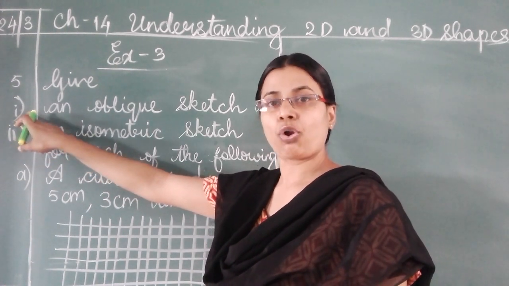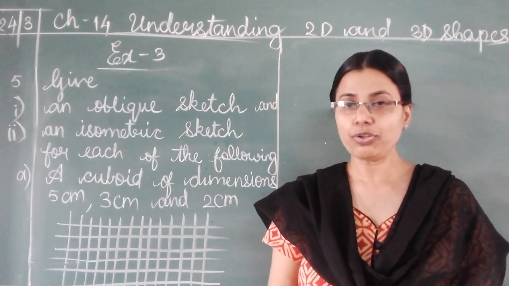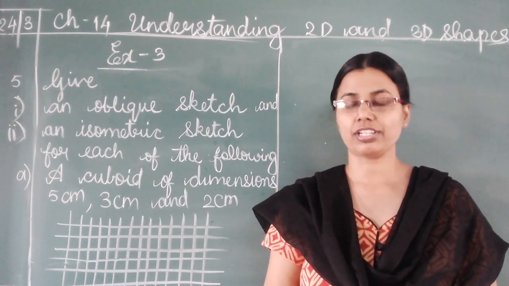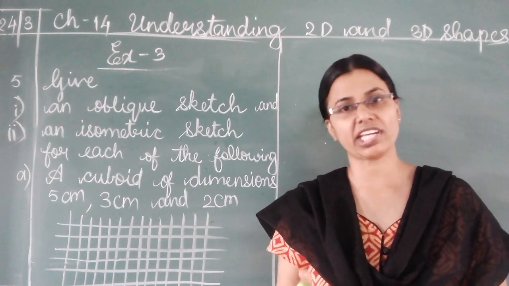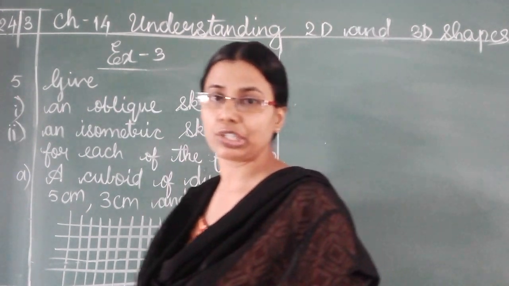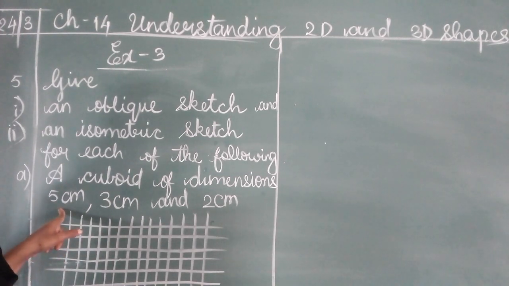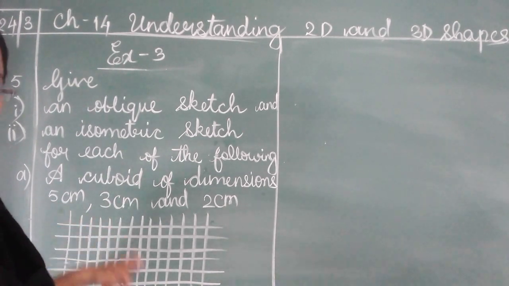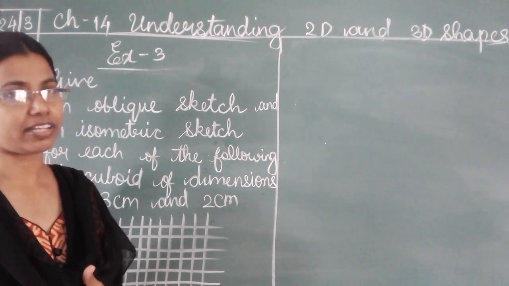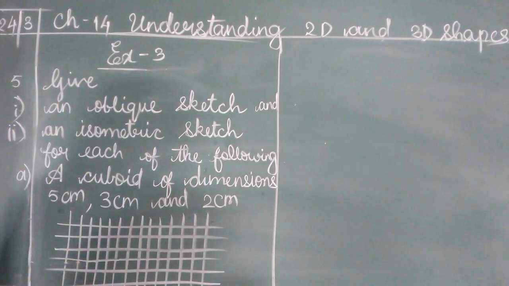Which sketch should we draw first? We have to draw an oblique sketch. Where do you draw the oblique sketch? It's on the square sheet or on a graph paper. So here's my graph paper and we are going to draw this. You know that usually when measurements are given, it is in the order of length, breadth and height. So here 5 centimeters is the length which is given.